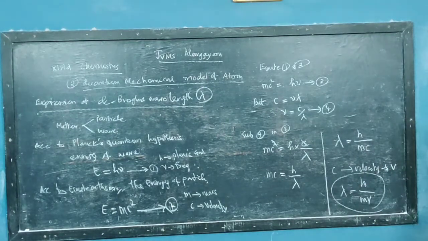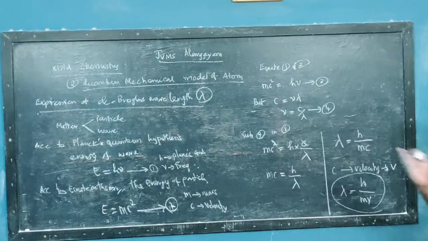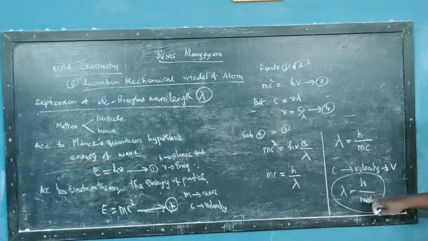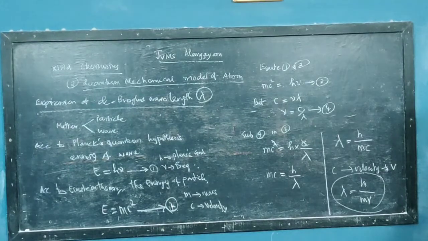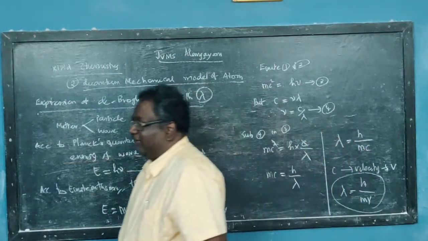The 5 mark question or 3 mark question: derive the de Broglie wavelength equation, right? So we take the energy of the wave, we take the energy of the particle, equate both and get the equation for lambda. Lambda is equal to h divided by m into v. This is mass into velocity, which is called momentum. So this is called de Broglie wavelength.